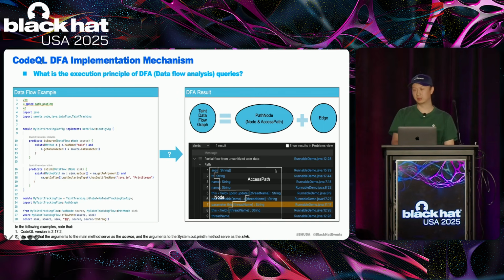So on the right are the results. From the results, we can see a list of numbered path nodes, and this list represents a complete data flow path. And each path node has two parts, the node and the access path.